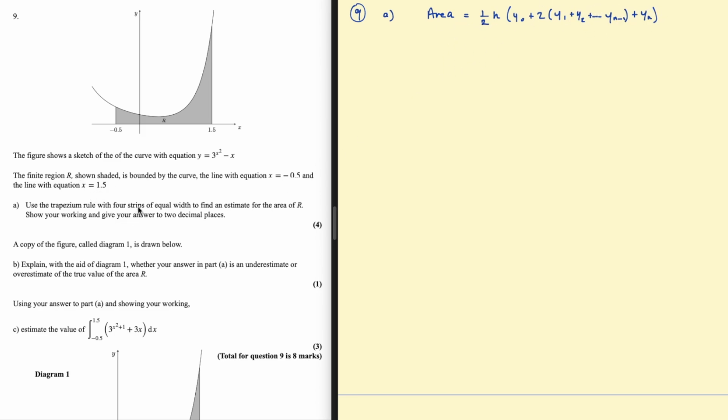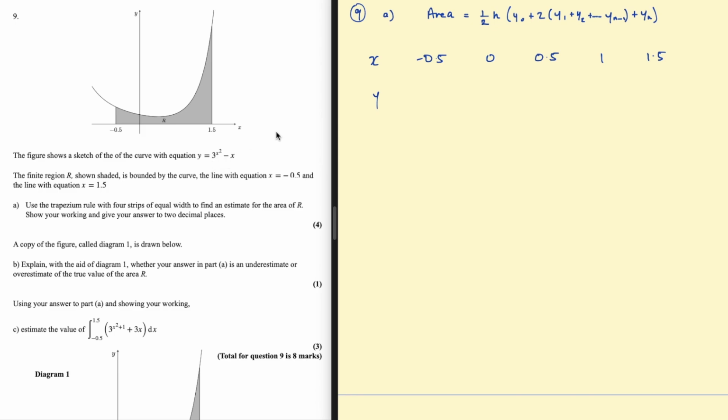Here they have not given us the y values for the intervals, so we're going to have to calculate those. We've got the x values. For strips of equal width, this is going to be -0.5, 0, 0.5, 1, and then the last one is 1.5. And we need to find the y values for each x value using this equation.